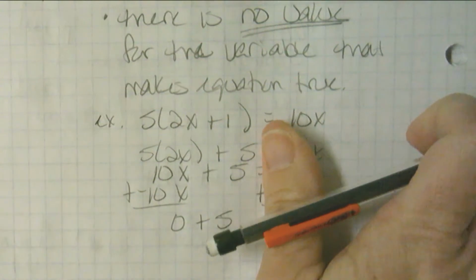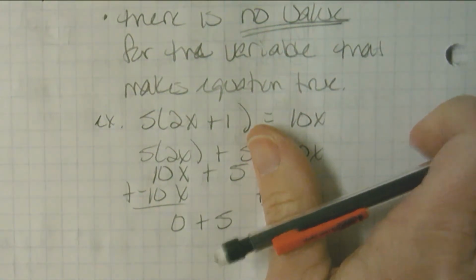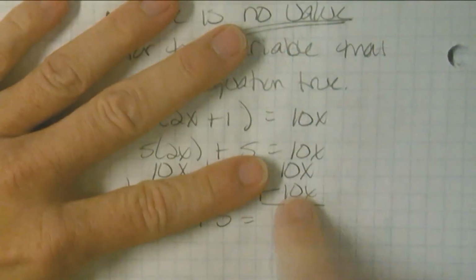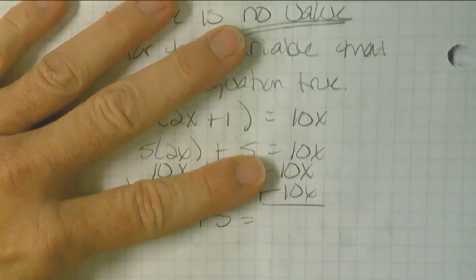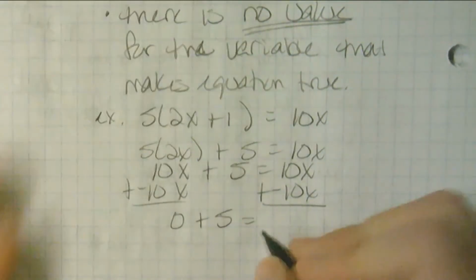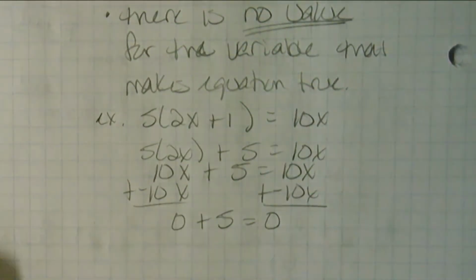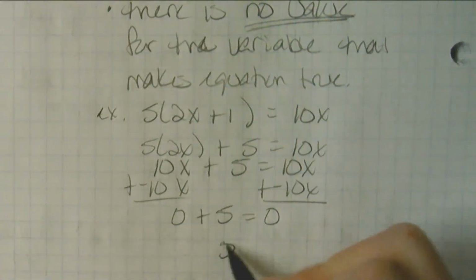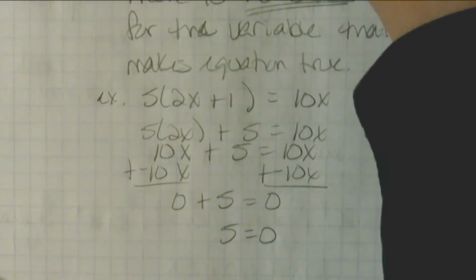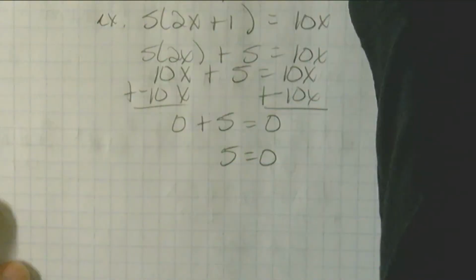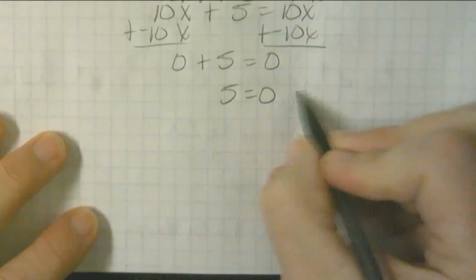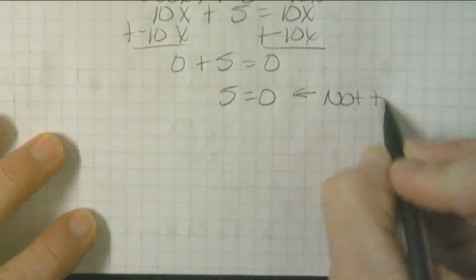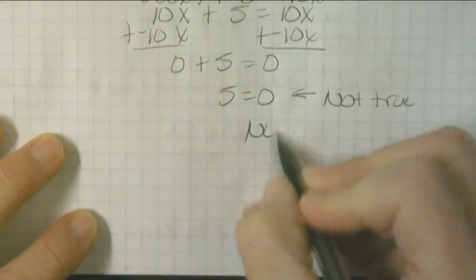How many of you guys would agree with that? Okay. Well, on the other side, what's 10x plus a negative 10x? Brendan? 0. So while there's nothing there, there is something there. It's a 0. So what we have is 5 equals 0. Well, does 5 equal 0? No, this is not true. So this is a no solution.